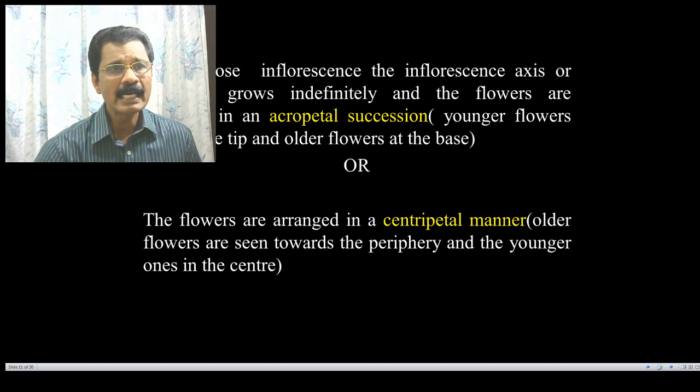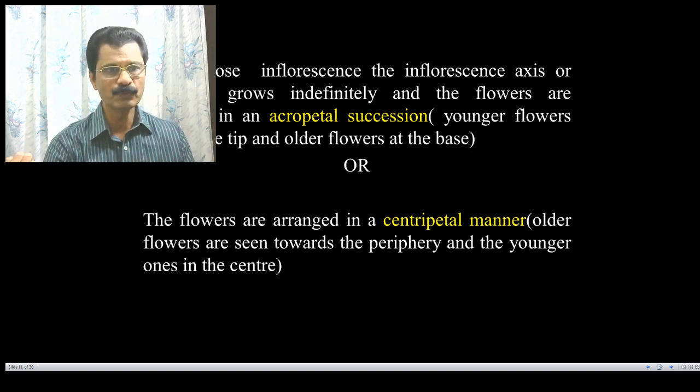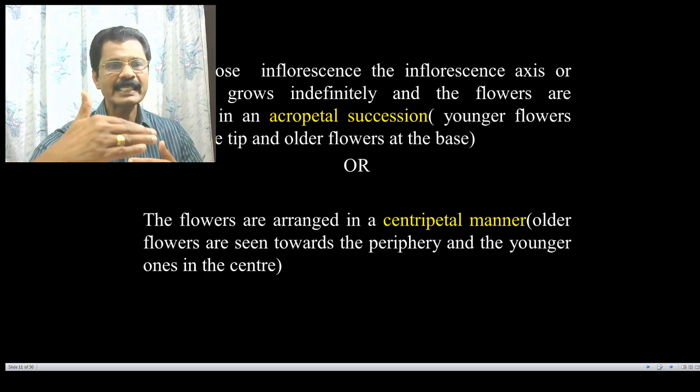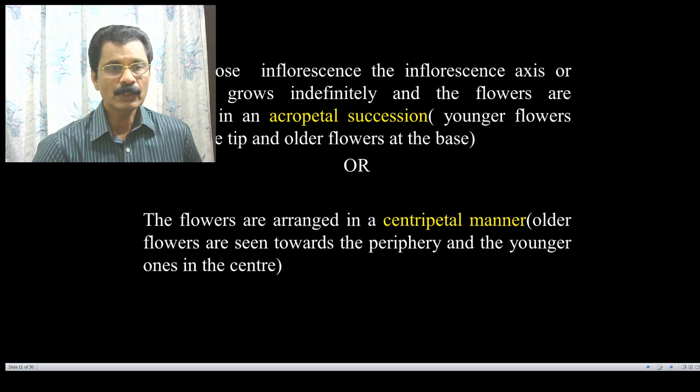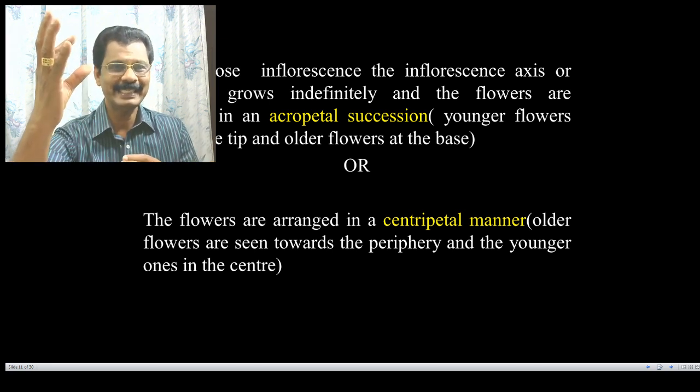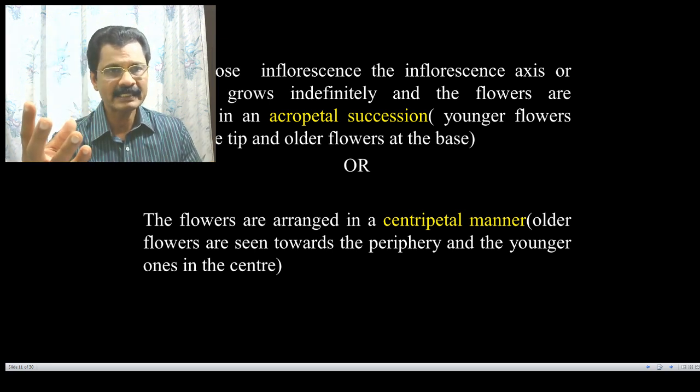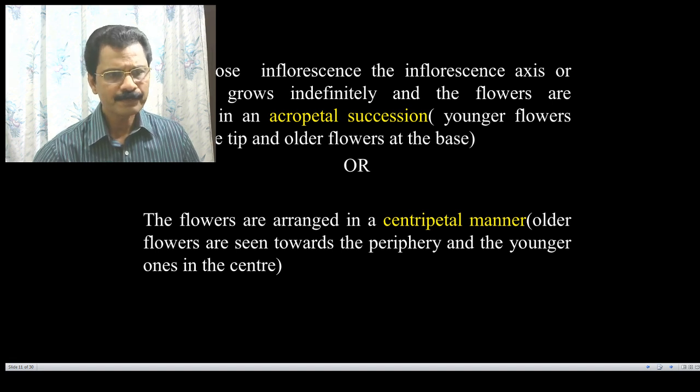Centripetal means the older flowers are seen towards the periphery and the younger ones at the center. So racemose inflorescence is otherwise called indefinite inflorescence. Why is it called indefinite inflorescence? The peduncle grows indefinitely and the flowers are arranged either in acropetal succession or in a centripetal manner. Could you follow me?